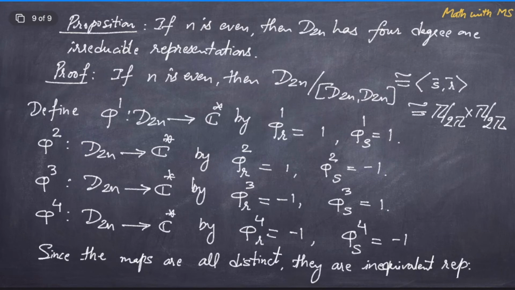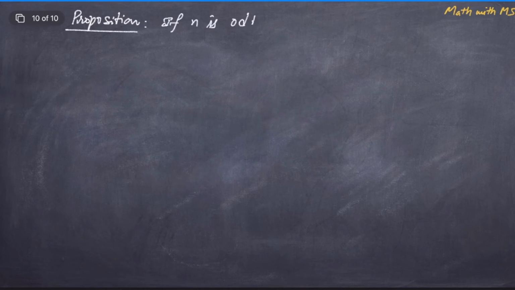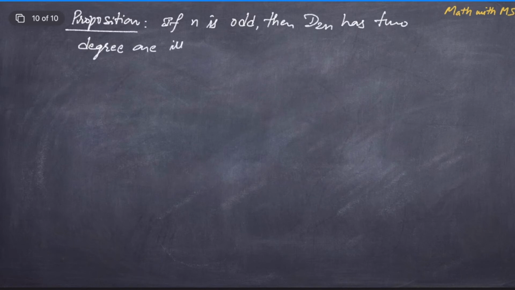This proves the proposition. Similarly, one can compute all irreducible degree 1 representations of the dihedral group when n is odd. Proposition. If n is odd, then D_2n has 2 degree 1 irreducible representations.